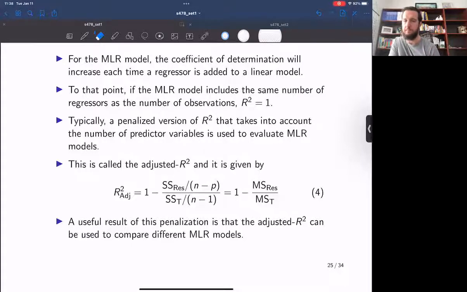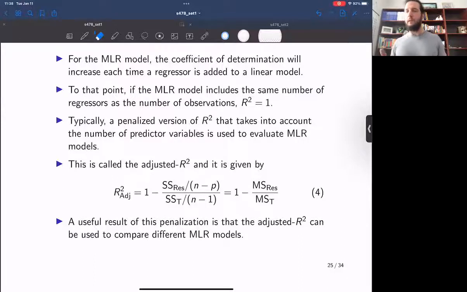In order to deal with this, we can utilize what is called the adjusted R-squared. The adjusted R-squared is fairly easy to understand. It's simply a ratio of the mean squared residual to the mean squared treatment. And we can use it in the same way that we do the R-squared. It has the same interpretation as the R-squared value, so it is a measure of variance explained by the fitted model.